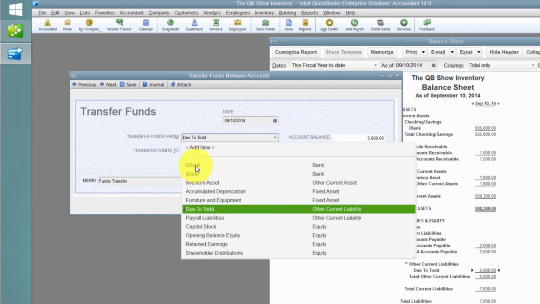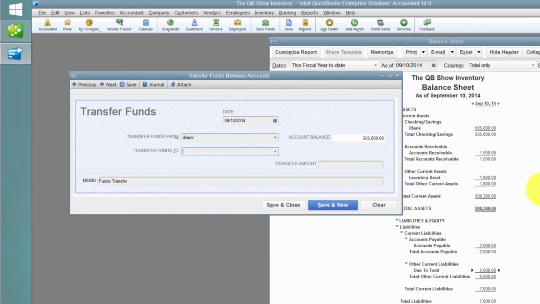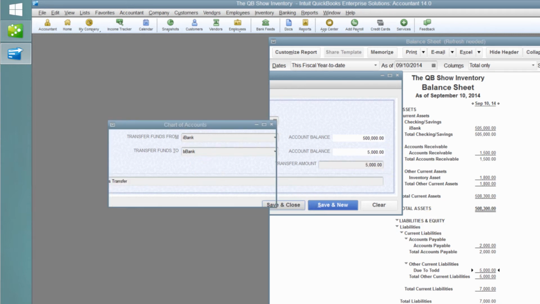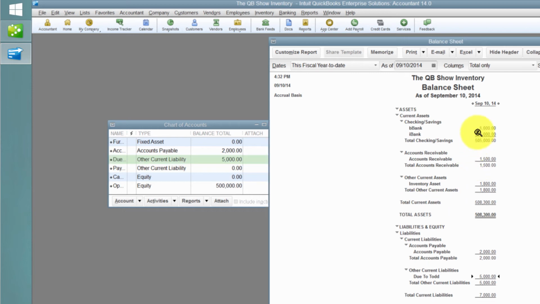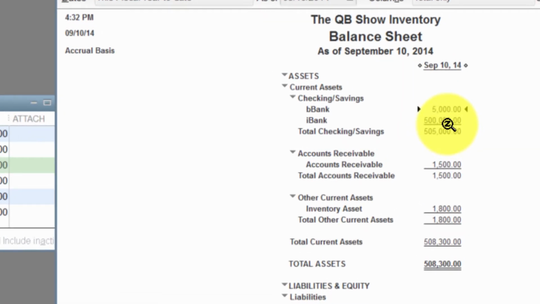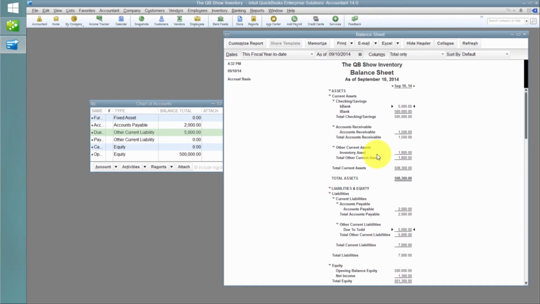And we transfer from iBank to B-Bank. That's $5,000. Save and close. Refresh the balance sheet. Now I have $500,000, which is what I originally had in iBank, and I moved the other $5,000 over to B-Bank. Now, if this was a separate business, if it was a different business that we transferred the $5,000 to, then that would in turn become a loan from this business to the other business.